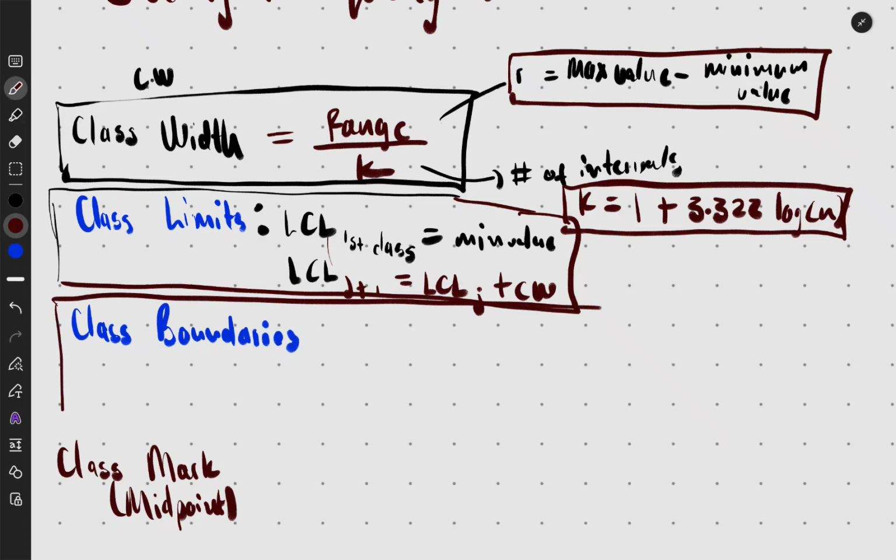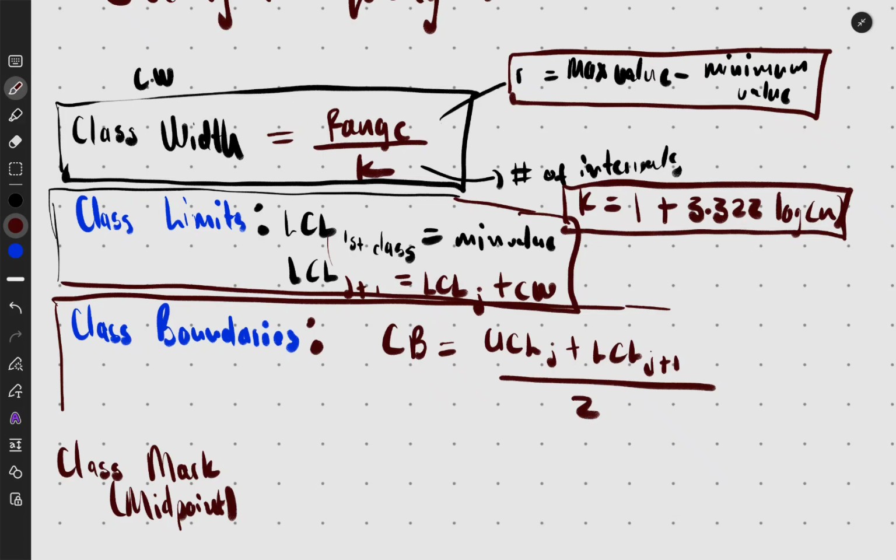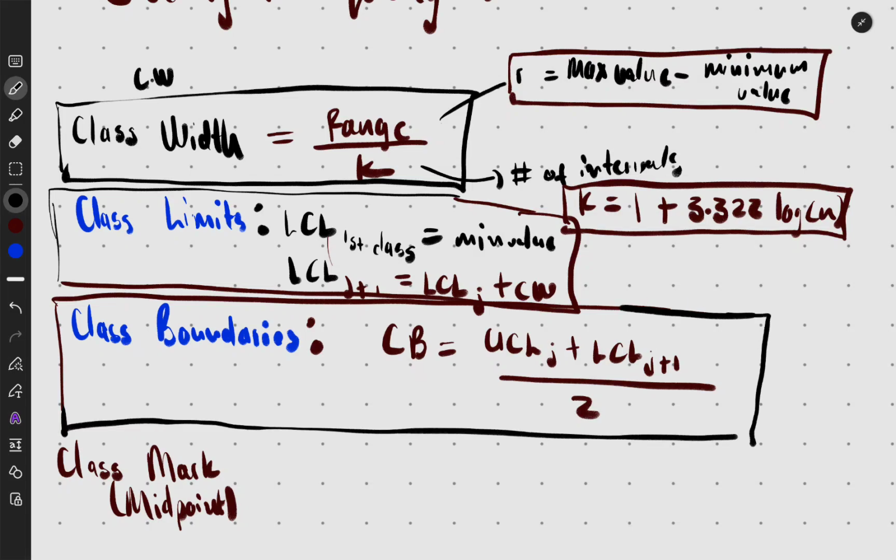Then for class boundaries, first you must know how to get the class boundary. Class boundary is equal to the upper class limit of class J plus the lower class limit of the next one, J plus 1, and you divide by 2. So it's the average of those. Then you get the class boundary. And you only need to get the first one.